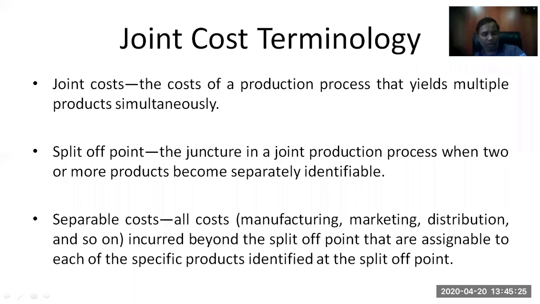One, joint cost, cost incurred before the split off point, where more than one product comes out from a single production process. Split off point, the point from where you are able to identify more than one product from a single production process. Separable cost, cost that is incurred on each product separately after the split off point will be termed as a separable cost. So these are the three different terms: joint cost, split off point, and separable cost.